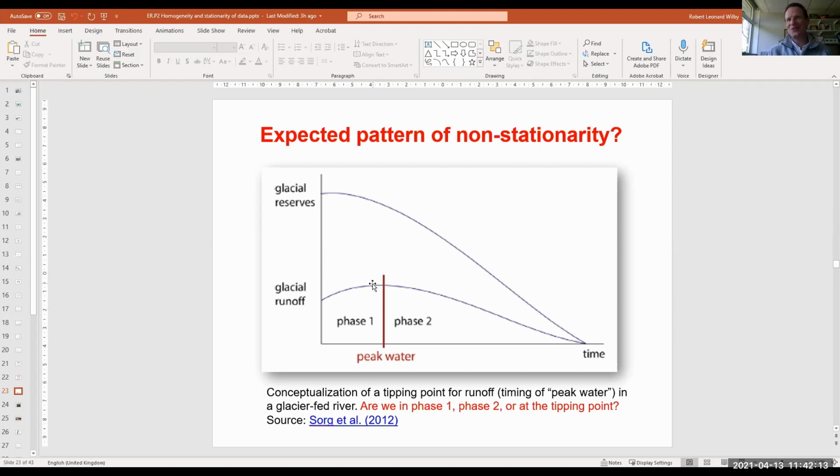So I'd be very interested to hear your reactions to this, based on what you know of glaciers across Europe. Do you think we're in phase one, phase two, or at the tipping point? So what would be our expectation?